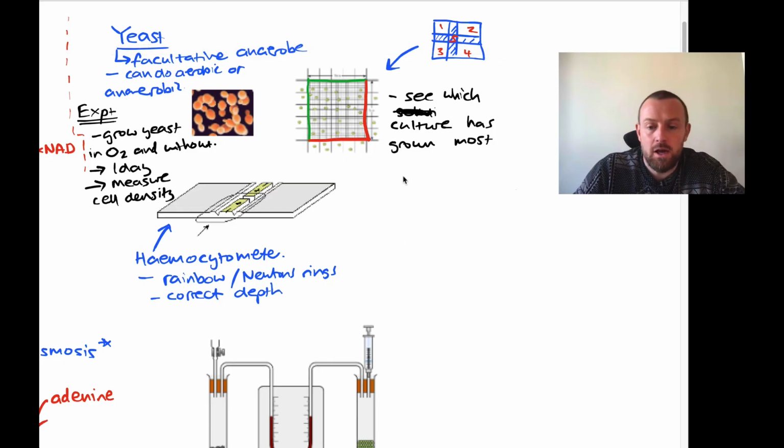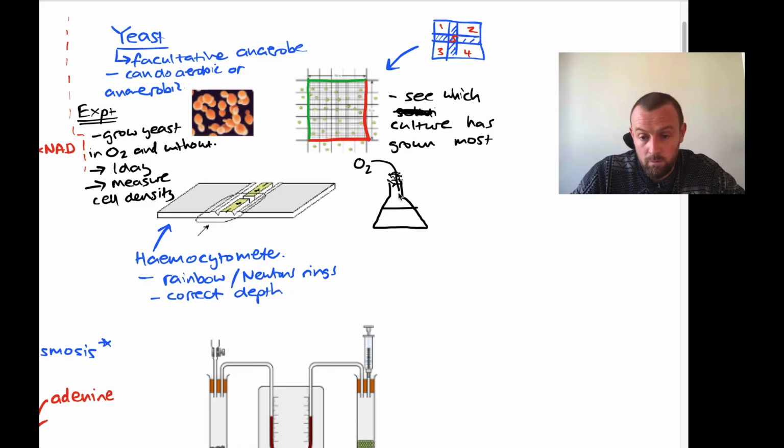Just a quick note, you might also, if you had two beakers, so this has just maybe cotton wool. I'm trying to draw this as cotton wool, so it's just a loose boundary at the top to stop contaminates, but O2 can get in. This one you'd expect to be very turbid, okay? So turbid means cloudy because there's lots of yeast cells.